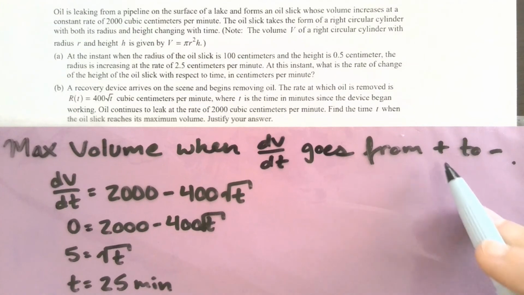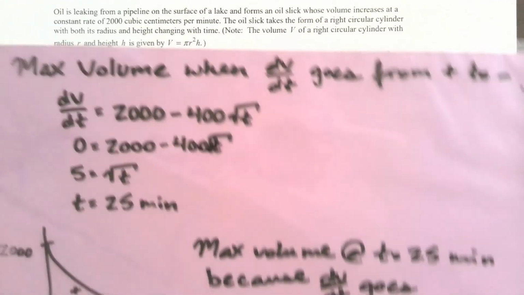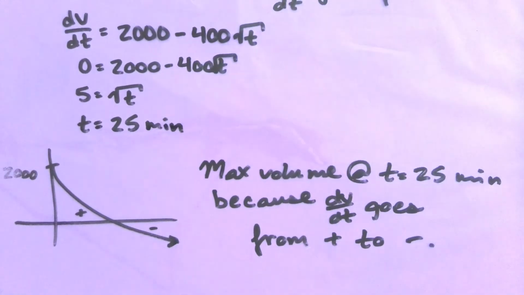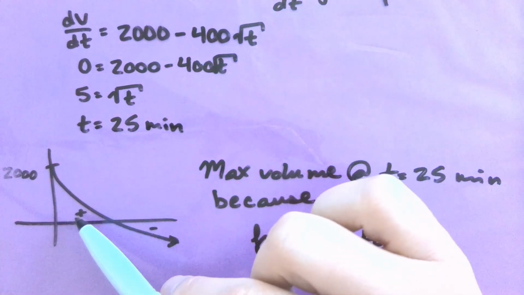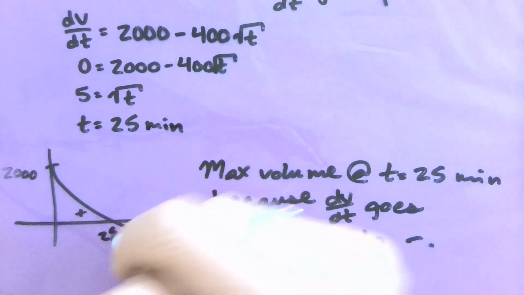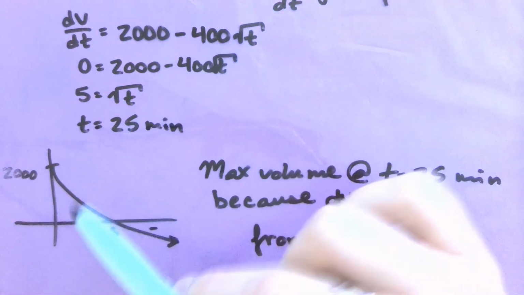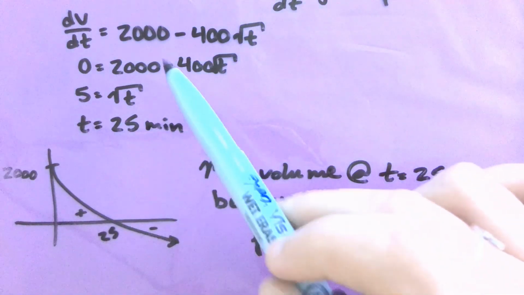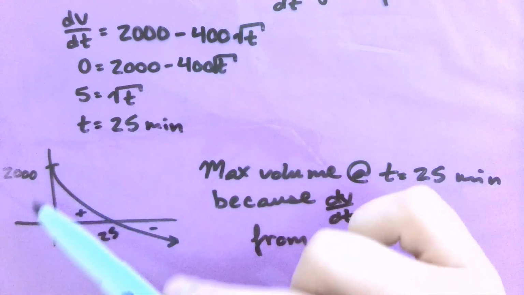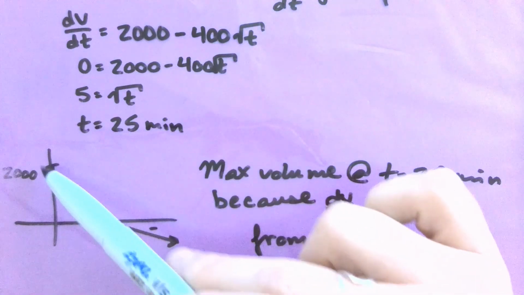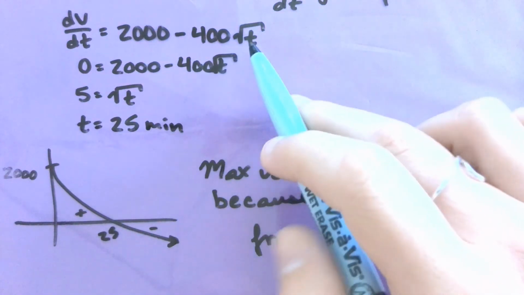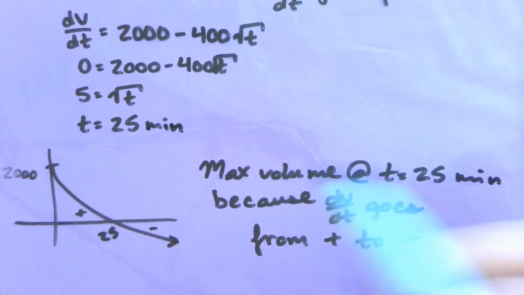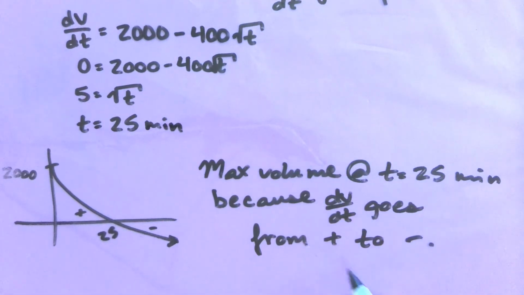And we do want to be sure that it changes from positive to negative. So my next step is just to analyze that graph a little bit. We could plug in a value to the left and the right of 25 to see that it's positive on the left, negative on the right. But also, this is just a radical function that has been shifted up 2,000, and then it's negative, so it's going down from there. So our knowledge of parent functions would help us really quickly to see it is going from positive to negative. We want to make sure when we explain that we say we know it's a max because dV/dt went from being positive to being negative.